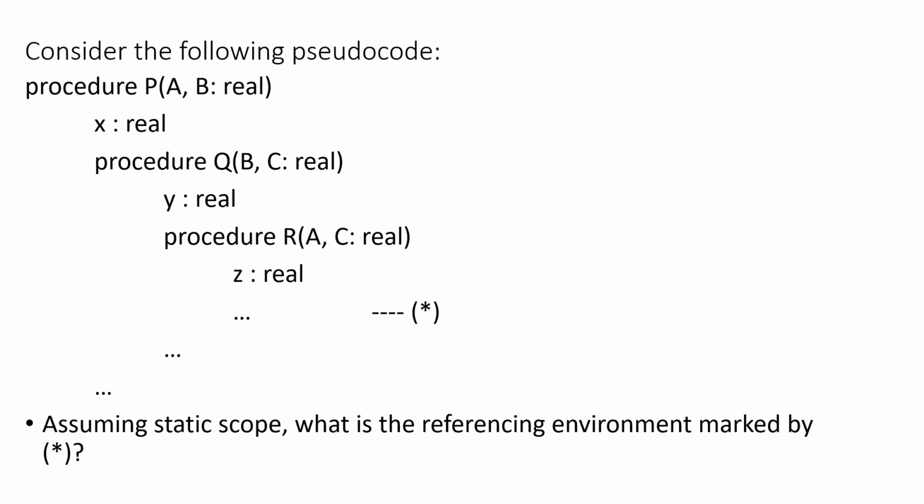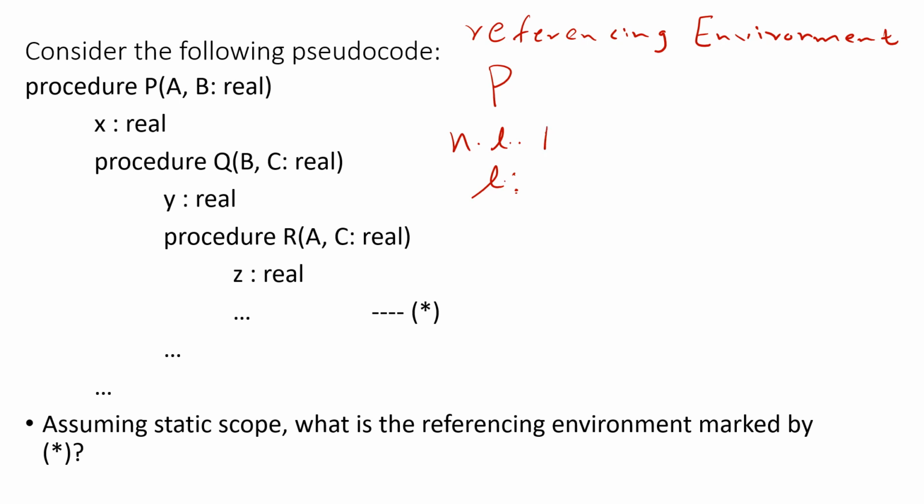Okay, good. So let's compute the referencing environment for P. As you know, a referencing environment contains two portions, non-local and local. NL stands for non-local, L stands for local. Now the non-local referencing environment for P will be nil, right? Non-local referencing environment for procedure P will be nil.